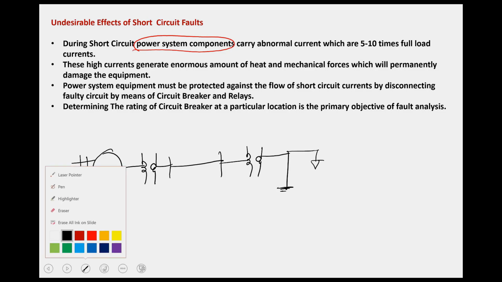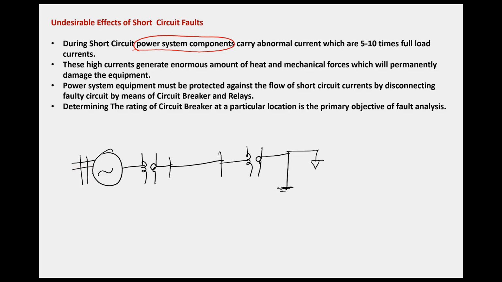Now you can imagine, during short circuit, the generator is carrying short circuit current, the transformer is carrying short circuit current, the transmission line, this transformer, everyone is carrying these short circuit currents. From the source, that is from the generator to the short circuit point, all the power system elements will carry this fault current. So these fault currents are 5 to 10 times the normal full load currents carried by the power system components.